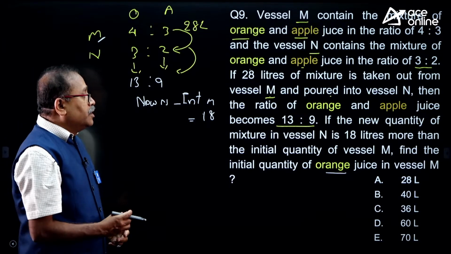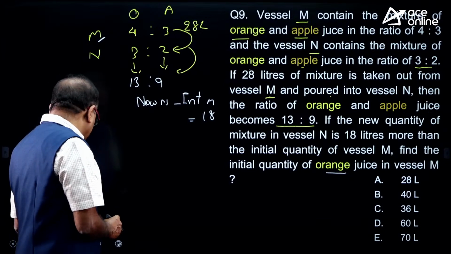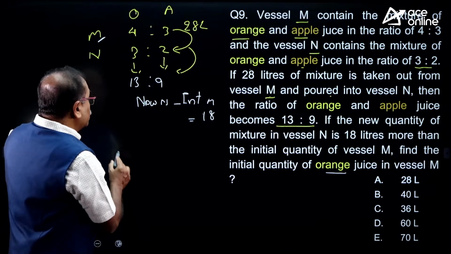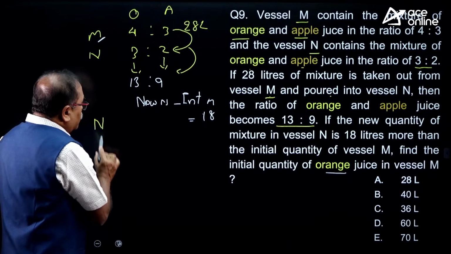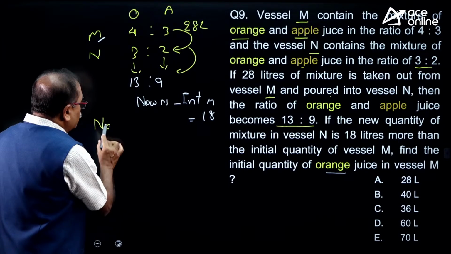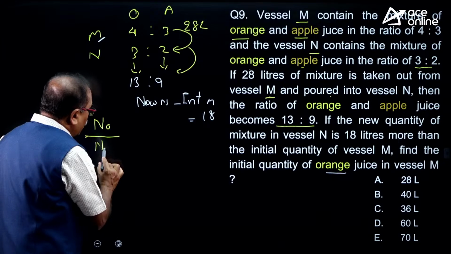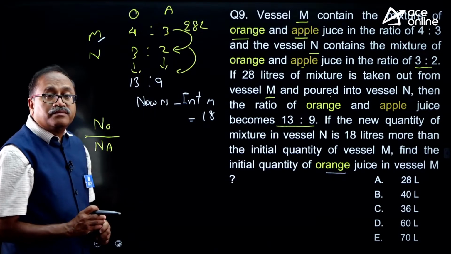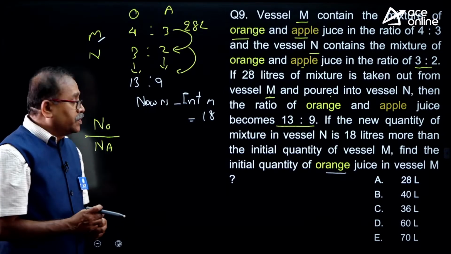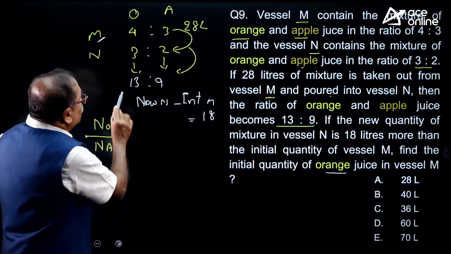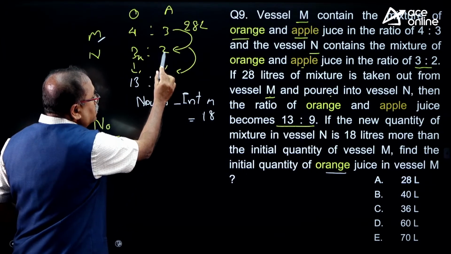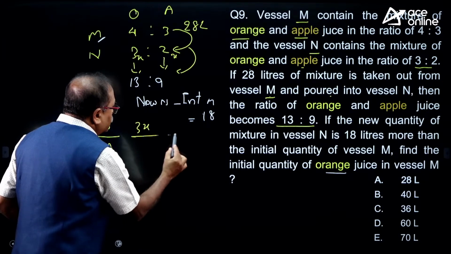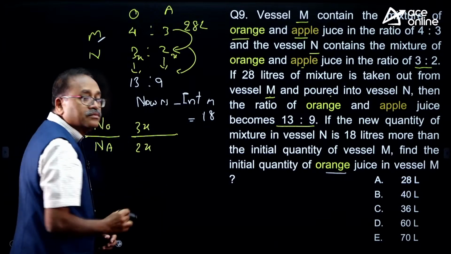Can we do it? How do I start this one? Can I give you some start over here? So the new orange juice by new apple juice, we have a ratio 13:9. How can I use this part? Look at this one. Here initially orange is 3x and apple is 2x.